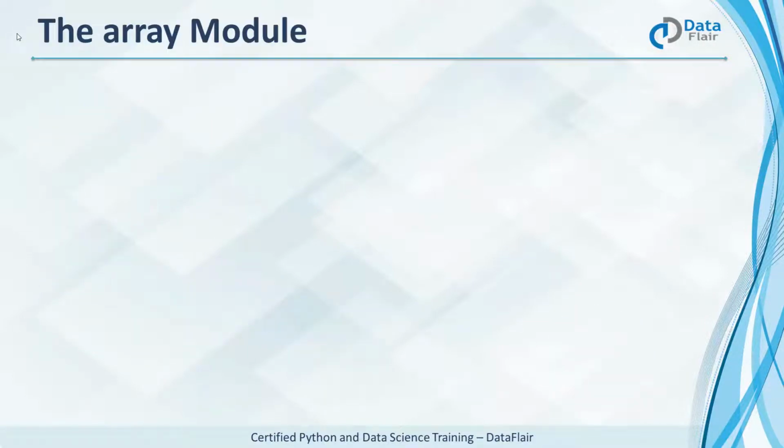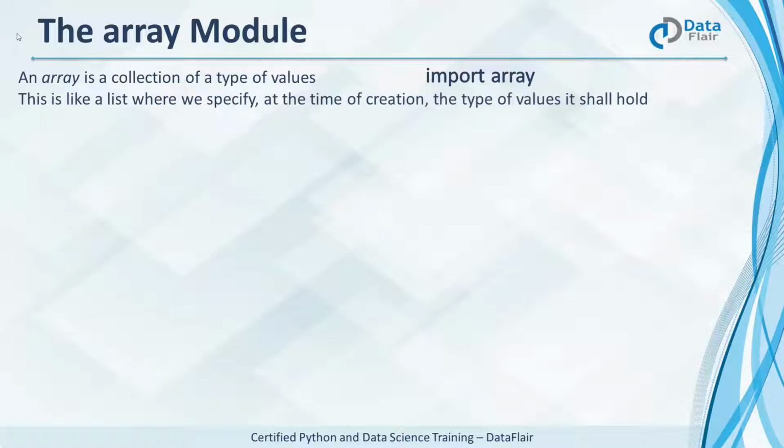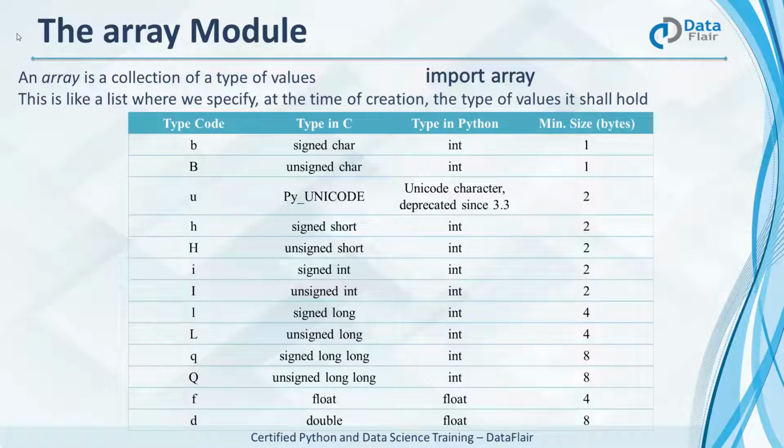Where C++ has arrays, Python has lists, and these are mutable and heterogeneous. But it does have an array module. An array is a collection of a type of values. This is like a list, except at the time of creation, we declare the type of values it will hold. So while declaring an array, we also declare the type code for the type of variables it will hold. This is a list of the available type codes and the sizes.